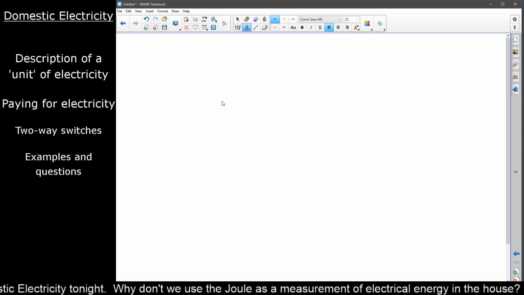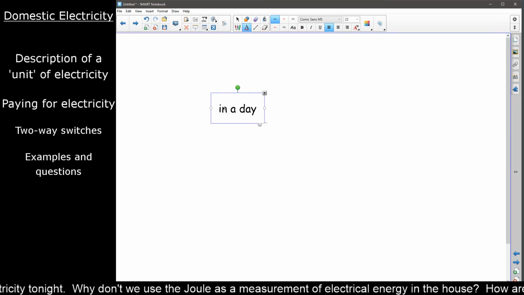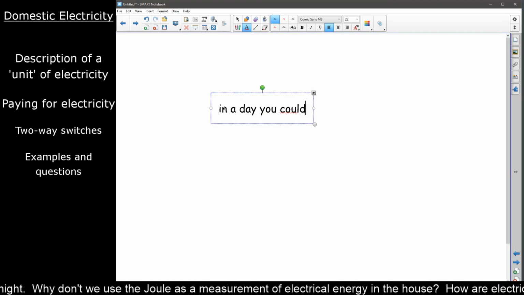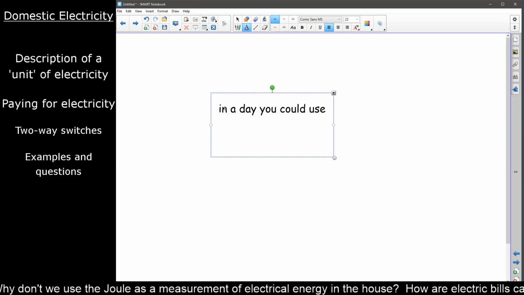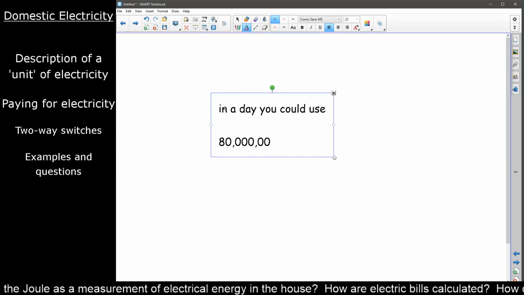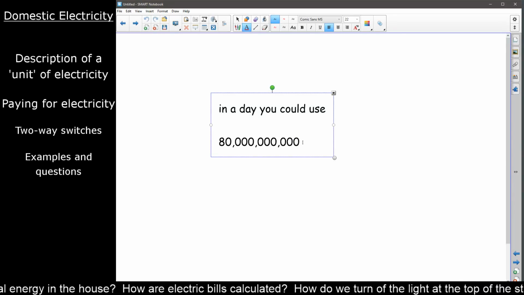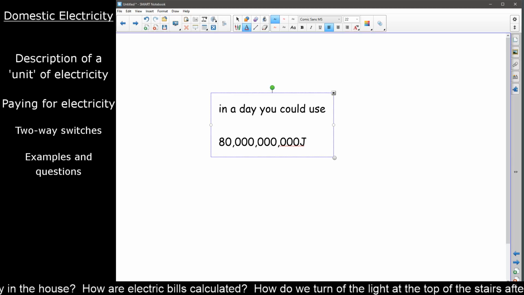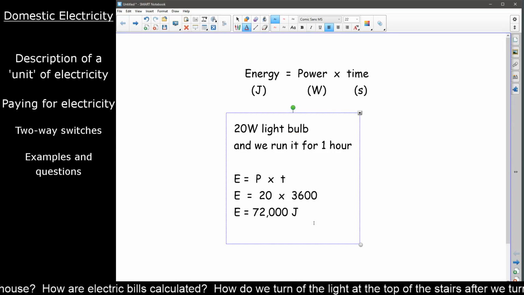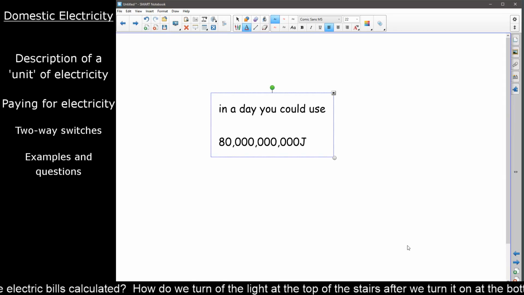And if I said to you, in a day, you could use, let's give you a ballpark, 80,000,000,000, so about 80 billion joules of energy in a day. Do you think that's a reasonable number, based on the fact that in 1 hour you're using 72,000 joules for a light bulb? Depends on how big your house is, depends on how much energy you use.